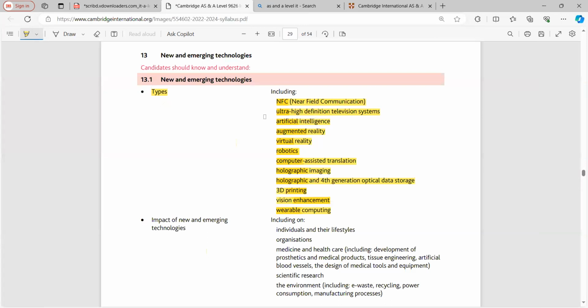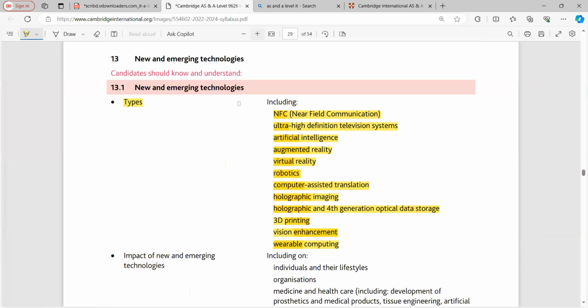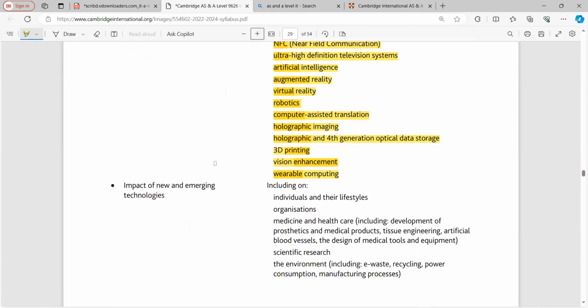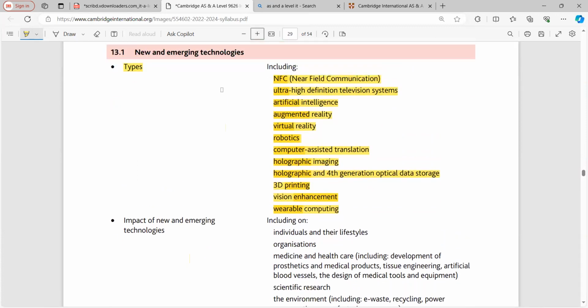Now, you need to do one thing: go through this chapter one by one, and take into account two important things. First of all, you need to understand what you understand by the specific technology. Your concept should be clear. Your advantages and disadvantages should be clear, and what impact that certain technology has on individual lifestyle, organizations, medicine, healthcare, scientific research, and environment. That's all that you need to go through in this chapter.